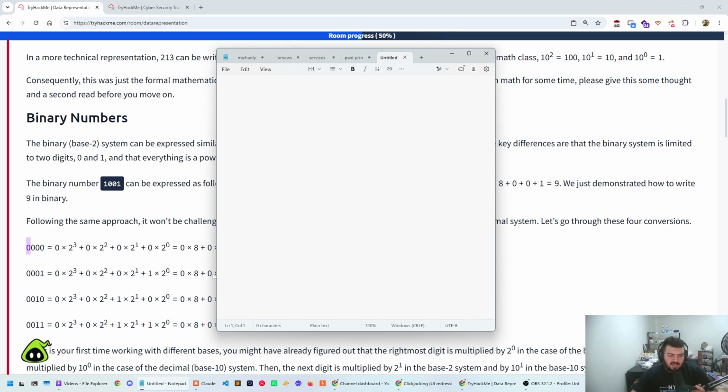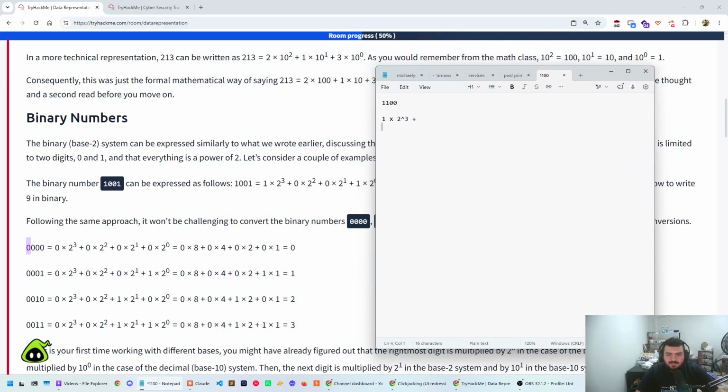As an example, let's take a separate example here. I'm going to say 1, 1, 0, 0. So this is going to look like this. 1 multiplied by 2 to the power of 3, plus 1 multiplied by 2 to the power of 2, plus 0 multiplied by 2 to the power of 1, plus 0 multiplied by 2 to the power of 0, which is going to give me 0, 0.